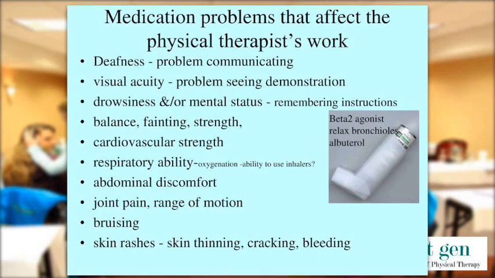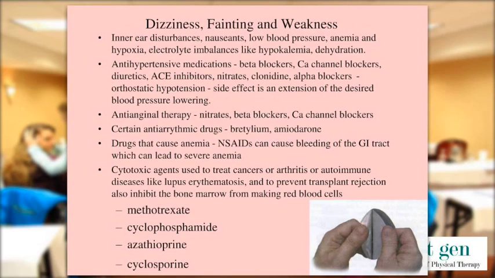Another issue is bruising in this population, so you may have to pay more attention to whether they're on medications that can make them more likely to bruise. If you're doing interventions like soft tissue manual therapy, you may have to pay attention to whether they're going to be more likely to bruise and alter your interventions accordingly.